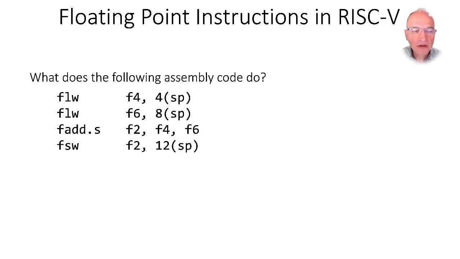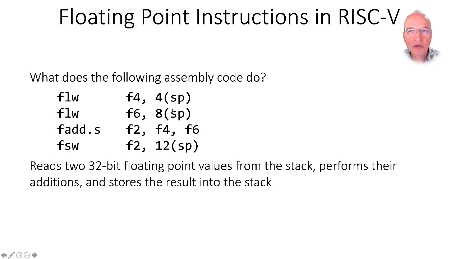So the floating point instructions in RISC-V, let's look at an example. The question is, what does this code do? If we recall what we just saw, the first instruction is a load, the second instruction is a load, the third instruction is a floating point addition, and the last instruction is a store. So what this code is doing is loading 2 floating point values from the stack, adding them, and putting the result of the addition into the stack. So this is how I use floating point operations in RISC-V.